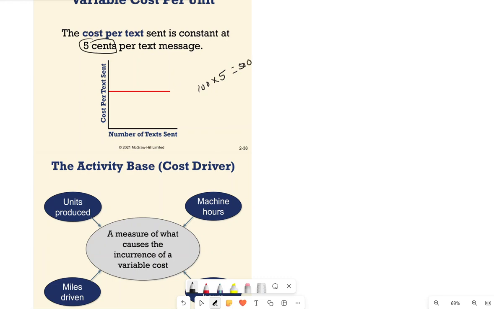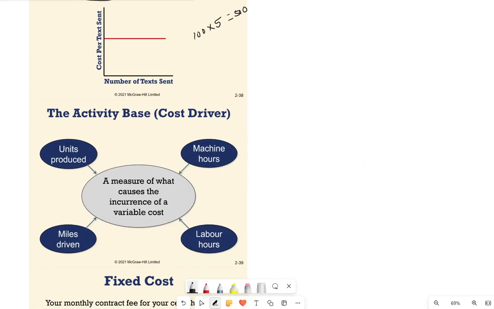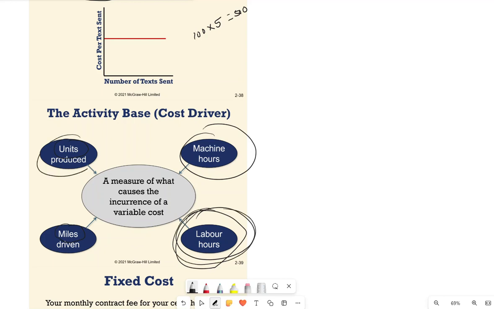So we think of a cost driver. What does that mean? What drives your cost? The units you produce can drive your cost. If you have a car, the miles you drive can change your cost. The machine hours and the labor hours are my activities. They drive my total variable cost. So these are the drivers and they drive the total cost.